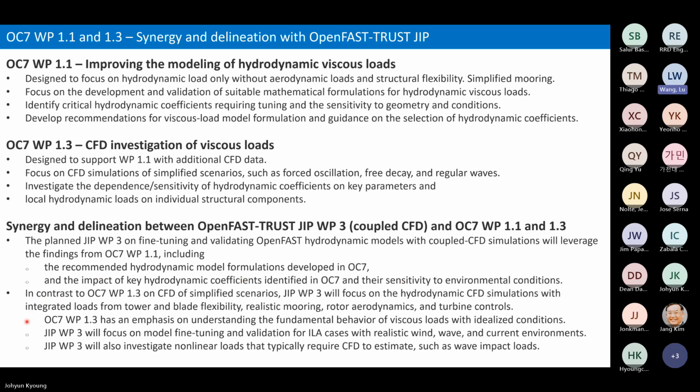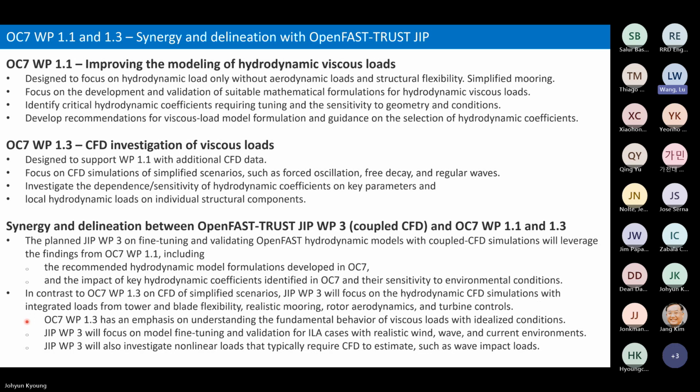So with the OpenFAST TRUST JIP Work Package 3, our hope is that we can directly leverage the findings from OC7, primarily in terms of using the recommended hydrodynamic model formulation developed in OC7, and also devise suitable CFD simulations to help calibrate the key hydro coefficients identified in OC7.